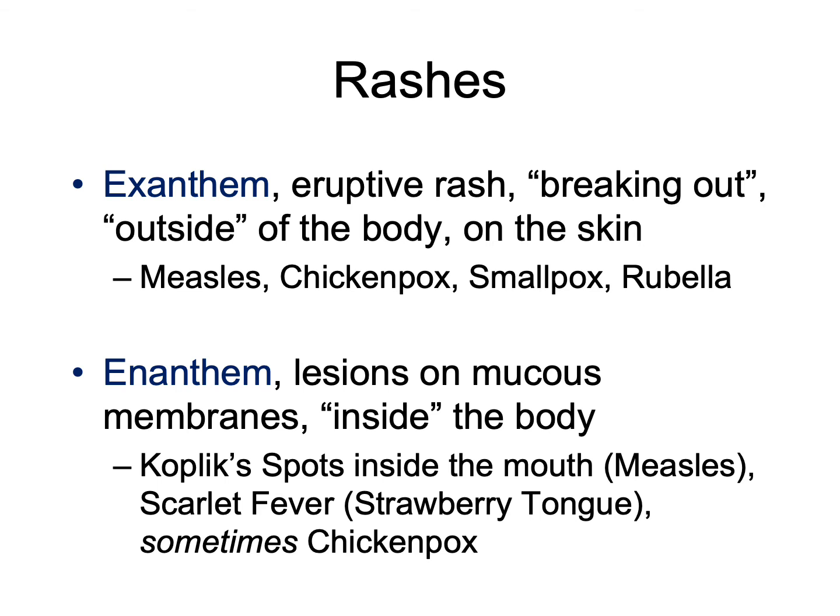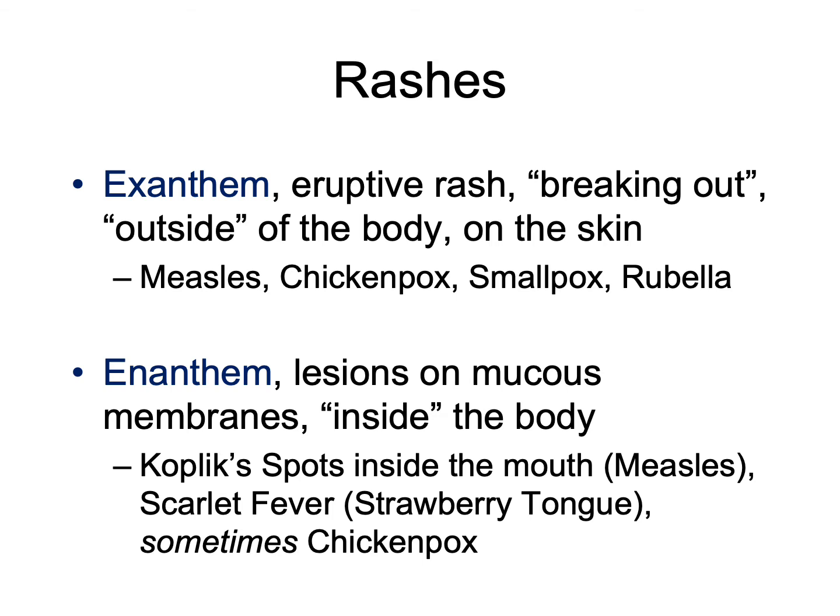Rashes can be classified as either exanthem or enanthem. An exanthem is an eruptive rash. It's usually non-spreading. It arises from another focus of infection. It's like a breaking out of a rash. It's outside of the body. It's on the skin. Rashes from infections like measles or chickenpox, smallpox, rubella, those are all exanthem rashes. They are on the outside of the body. Chickenpox can also be inside the body, and we'll talk about that next.